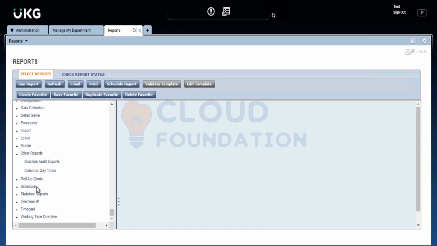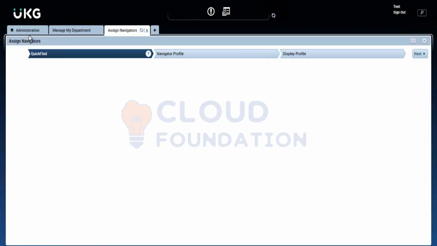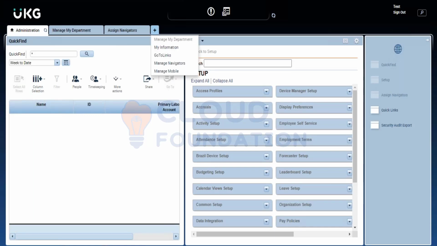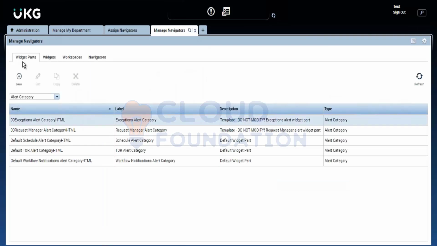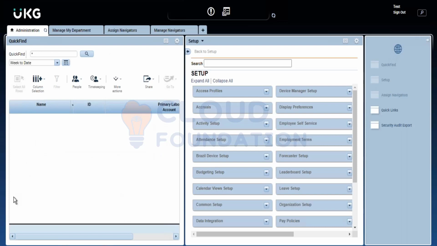Okay. I thought we'll create some employees and then I'll show you the navigator. So this is where I come in to create navigators. We have four parts over here: widget parts, widgets, workspaces, and navigators. This thing is called a workspace. This is one workspace and this is a second workspace. This part is called a widget. I have two widgets side by side. So this whole thing is called a workspace.